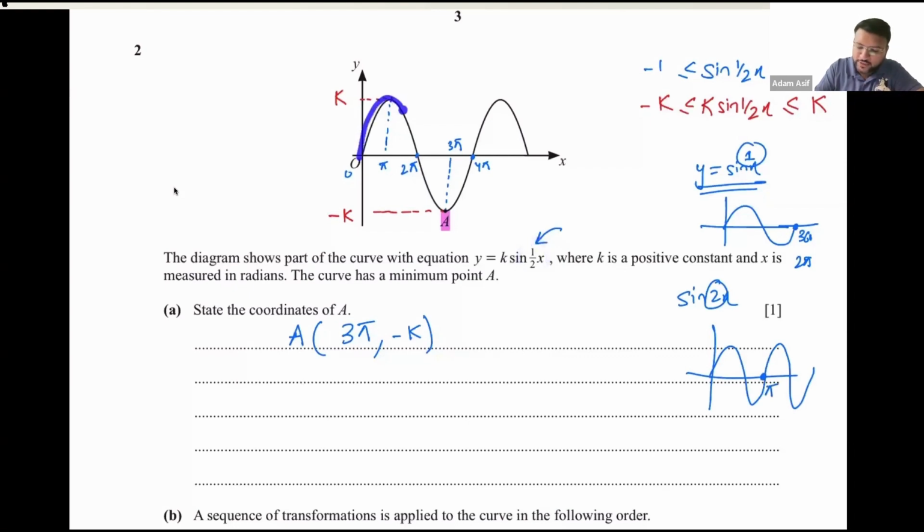So that's half cycle in 2 pi. So another half is going to be in 2 pi. So from here, that's total 4 pi. And so this is the minimum point. That's the x coordinate is going to be the average of 2 pi and 4 pi.